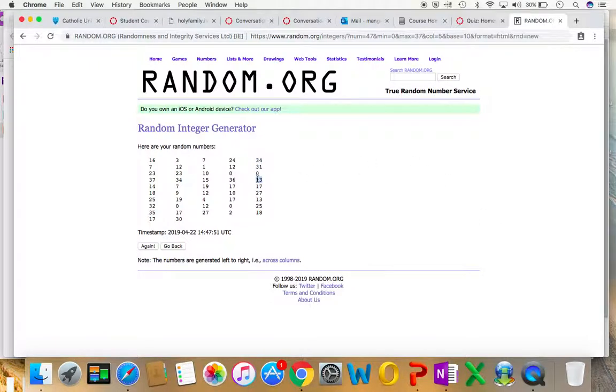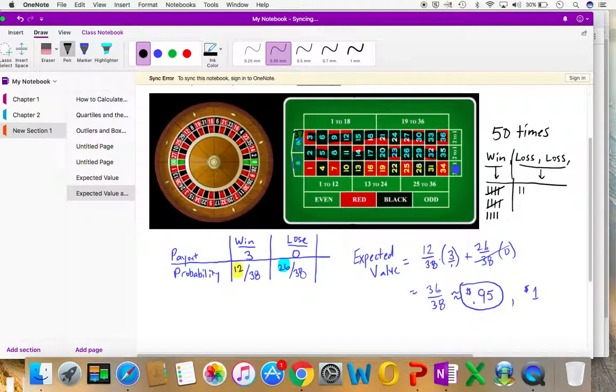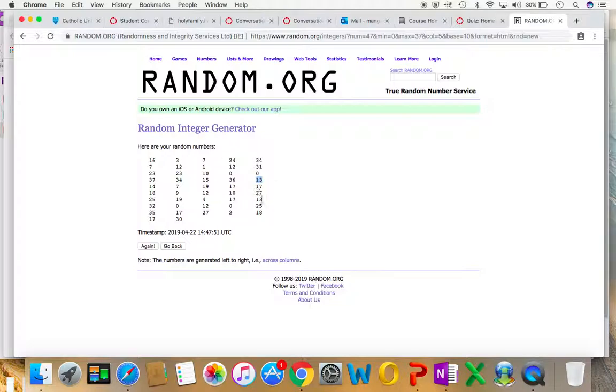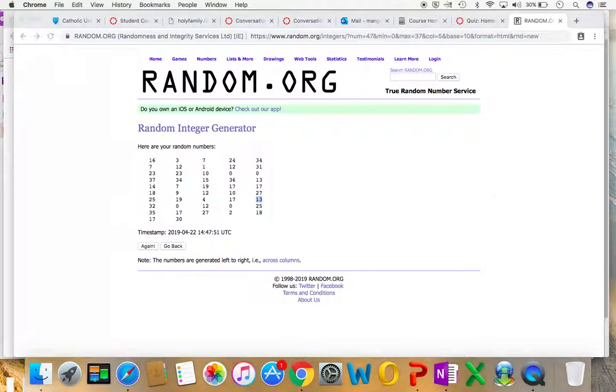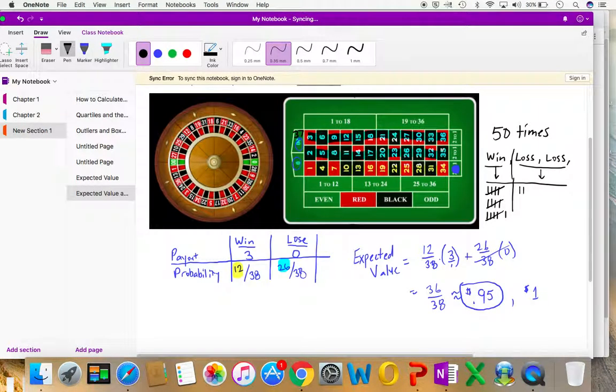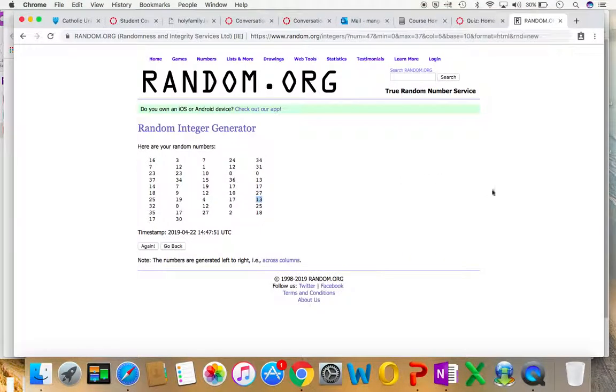0, not on the list. 13, 17. 13 is, 17 is not. 27 is not. Is 13 on the list? Yes, it is. 25 is on the list. Okay. And last but not least, 18. 18 is not on the list.